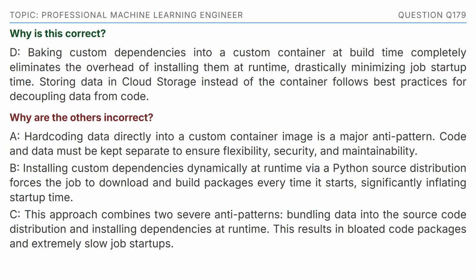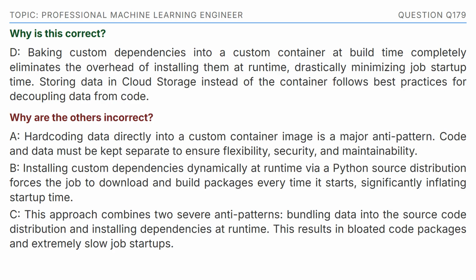Baking custom dependencies into a custom container at build time completely eliminates the overhead of installing them at runtime, drastically minimizing job startup time. Storing data in Cloud Storage instead of the container follows best practices for decoupling data from code. Why are the others incorrect? A. Hardcoding data directly into a custom container image is a major anti-pattern. Code and data must be kept separate to ensure flexibility, security, and maintainability.